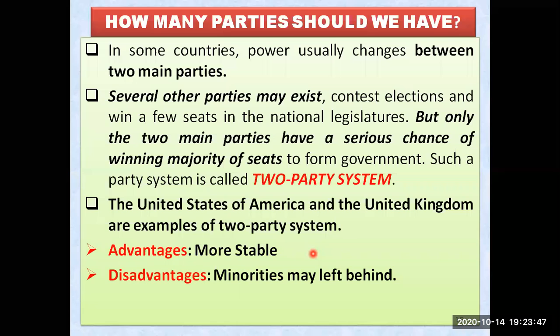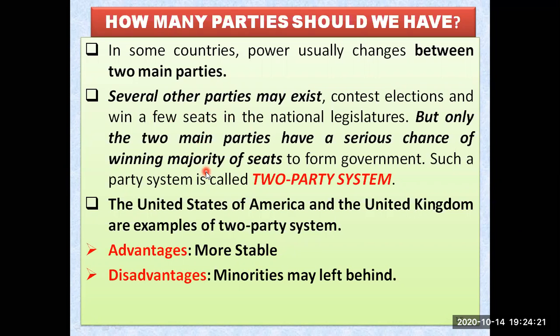And disadvantages, minorities may be left behind because majority aap dekhenge only two parties are fighting the election or contesting the election. So they will have their opinions, they will have their views, and they can leave out the views and the opinions or the desire or the requirement of the minorities, which of those parties who are earning only few seats, so they might be left behind. And that is one of the disadvantage of this two party system.